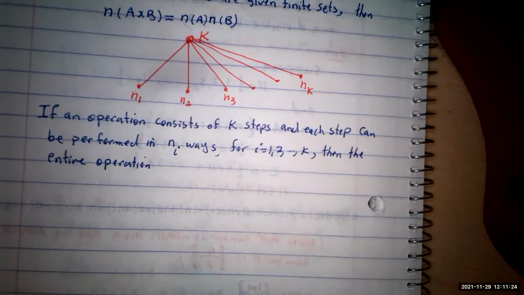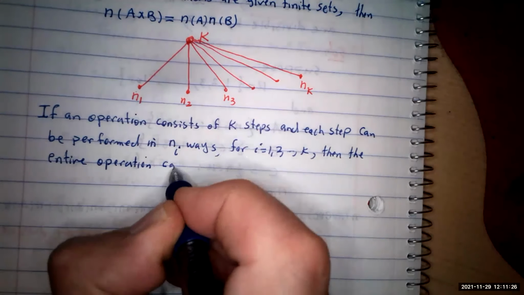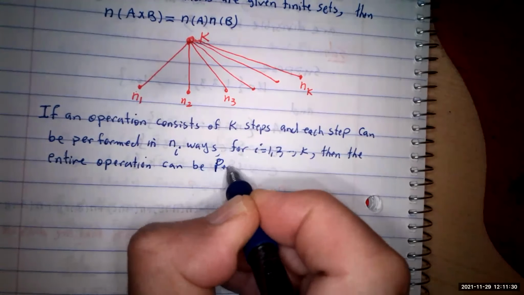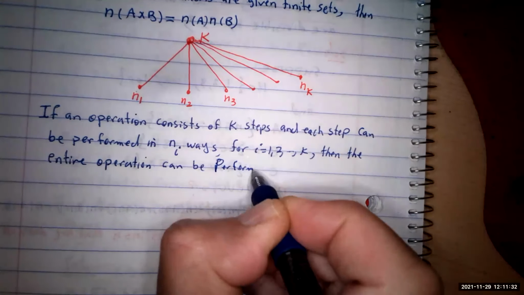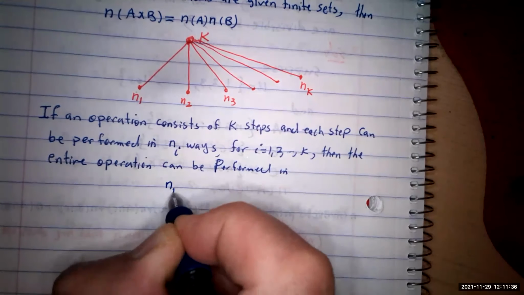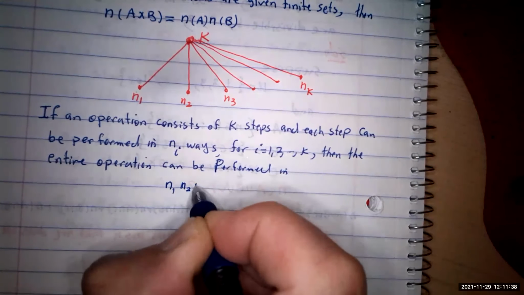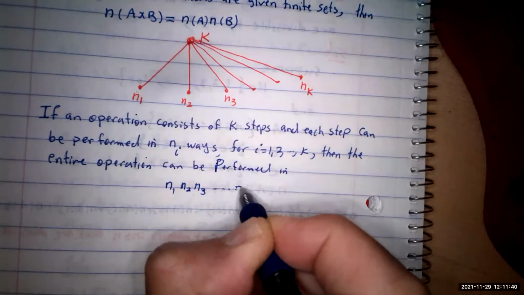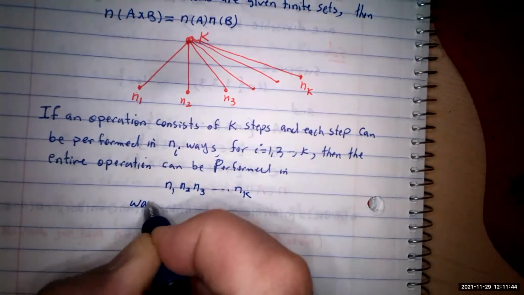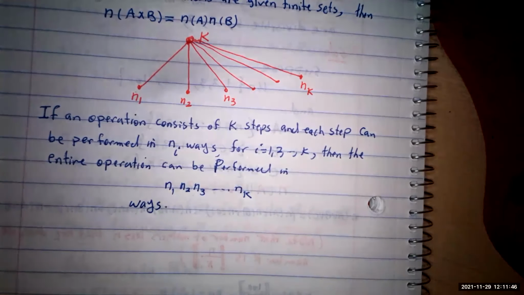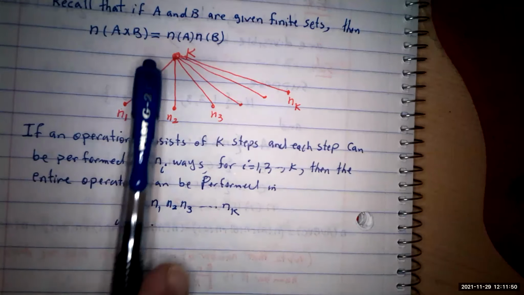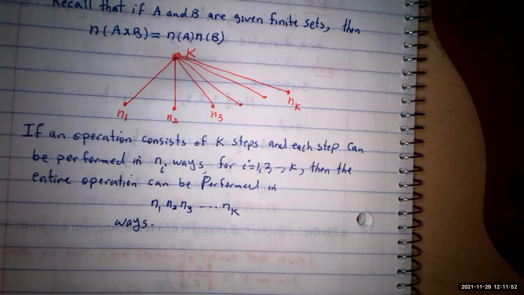The entire operation can be done, or can be performed. Performing what? In N1 times N2 times N3 up to Nk ways. This is called the product rule. You see, I start with it. This is just a set, really.